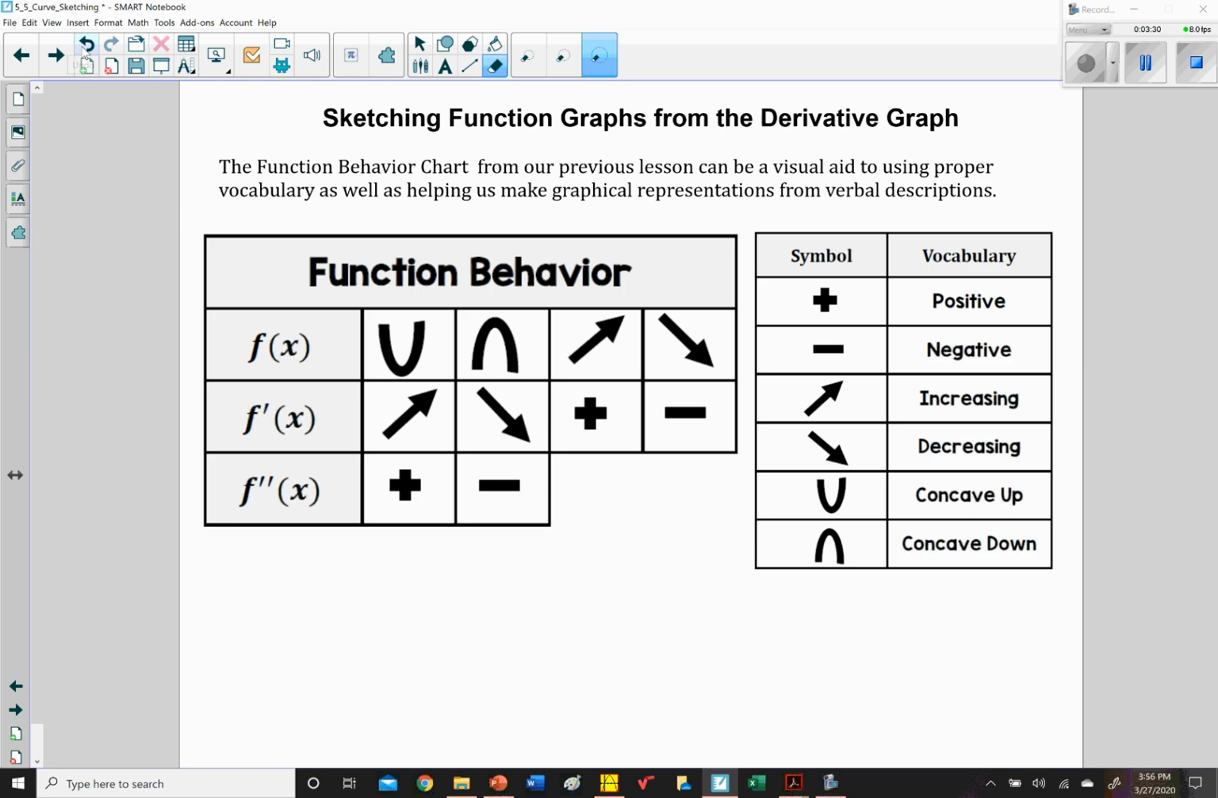Let's go on to the next example. Well, first we're going to stop and look at the function behavior chart. As you go through the course, you want to be familiar with our vocabulary, and I've tied some symbols to that vocabulary, which helps us curve sketch all through this section and on into Unit 6 when we're looking at accumulation. So we want to be aware of that vocabulary. If a function's derivative is increasing, the function graph is concave up. So just learn to read that table.